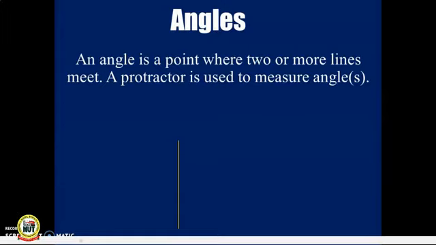Now before then, let's have the definition of an angle. An angle is a point where two or more lines meet. A protractor is used to measure angles. So by the time you have two or more lines, they form an angle. You have this line meeting with another line, they form an angle. You have another line meeting with another line, they form angles. I believe we are together.